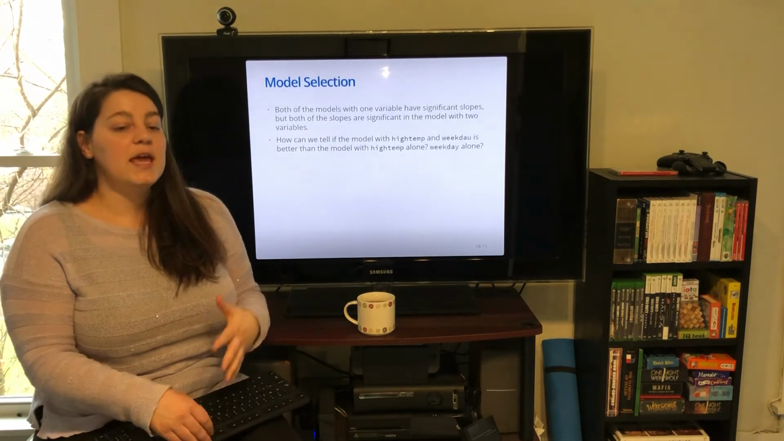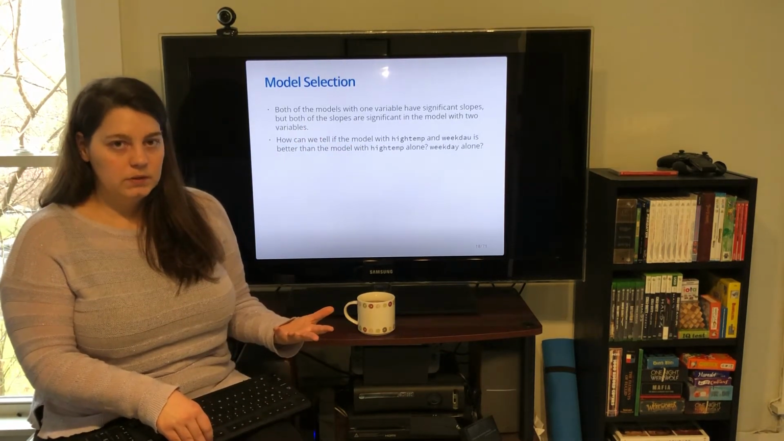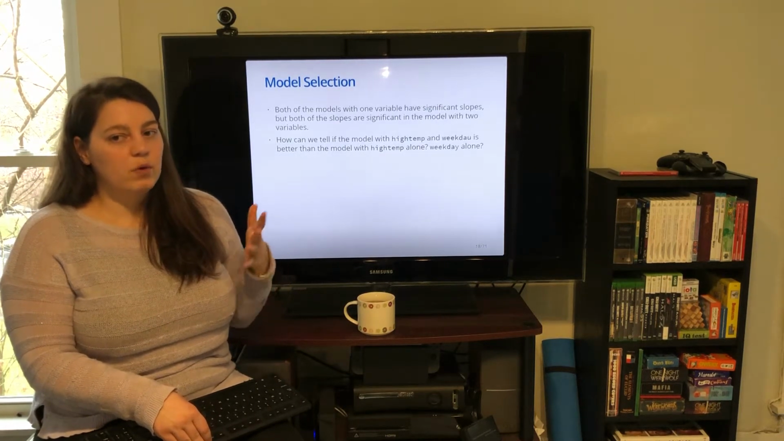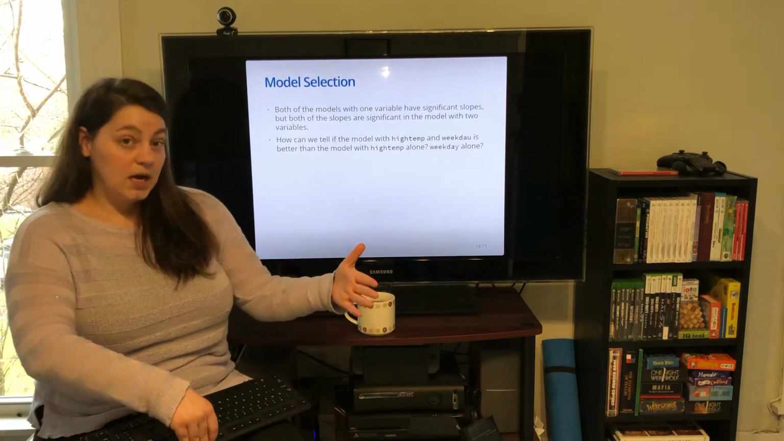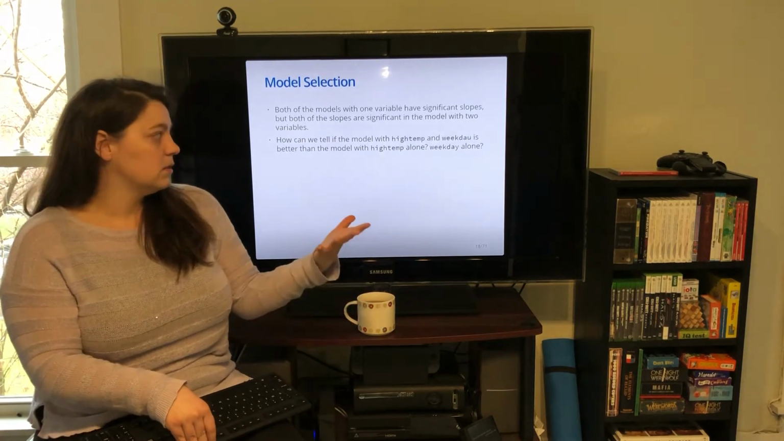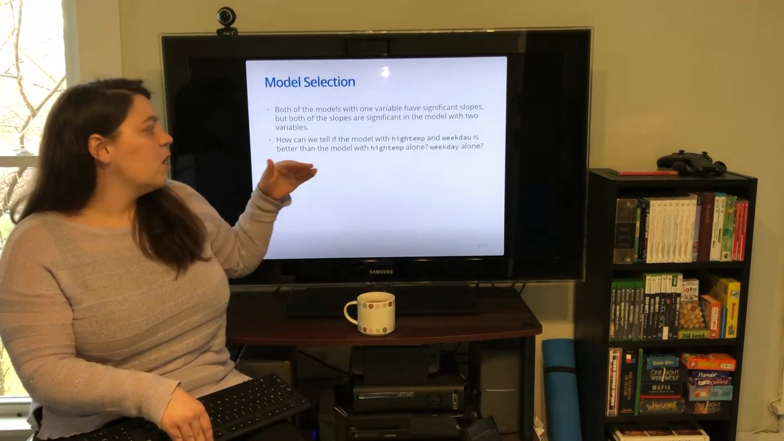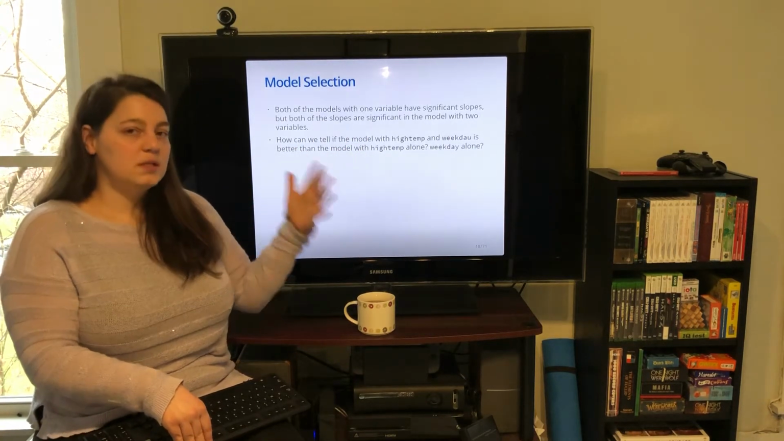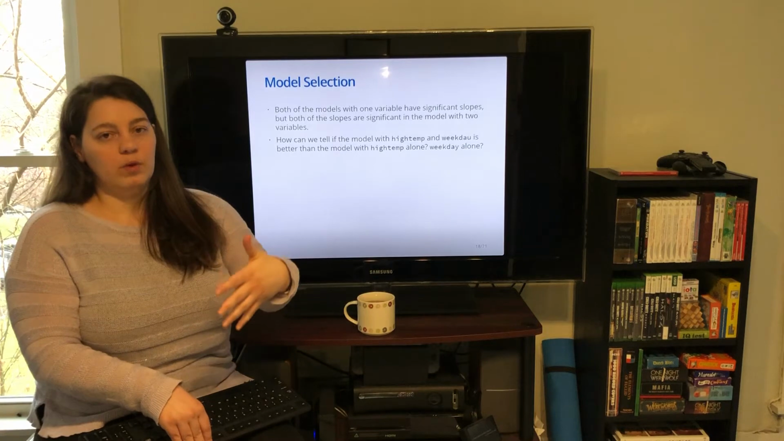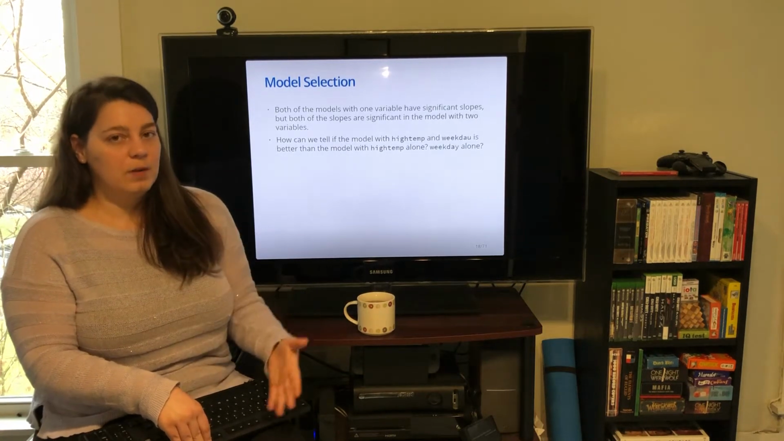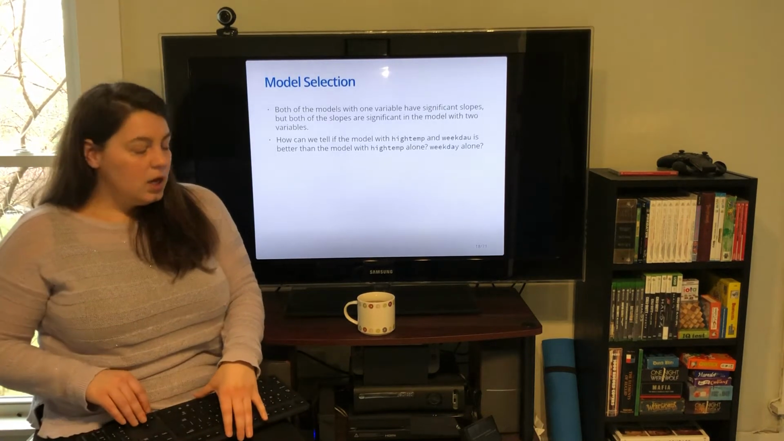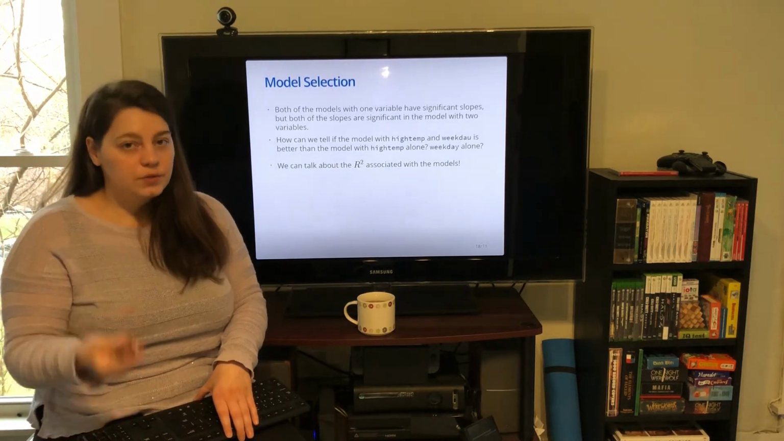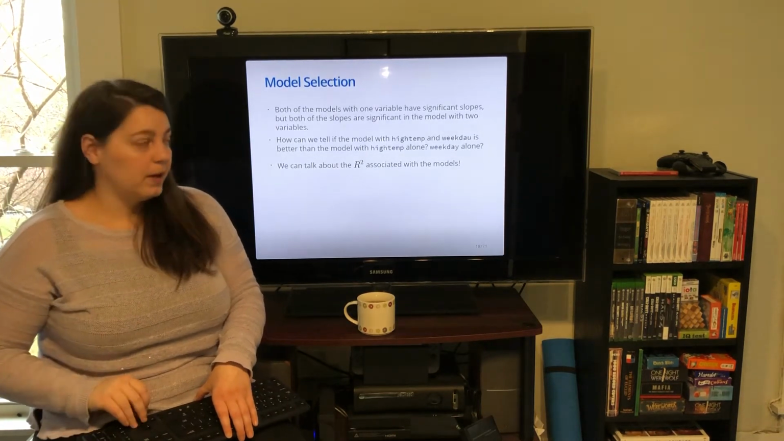So now that we can make more complicated models, lots of different ones, we might be interested in identifying which of these complicated and not complicated models is the best model, right? How do we know if the model with high temperature and weekday is better than just the model with weekday or just the model with high temperature? We might be very much interested in learning that. And to talk about that, we're going to talk about the R squared associated with each of these models.